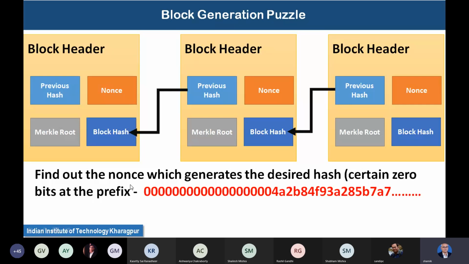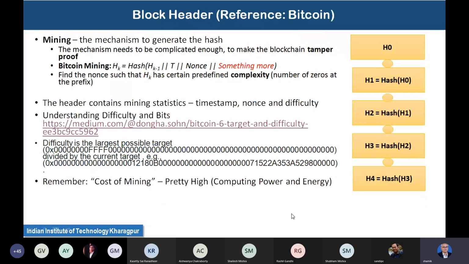And if we say that the desired hash will have at least this number of leading zeros, then we have to get a hash to reach this particular value. So you see that finding that nonce is what is called mining. Okay. So mining is basically the mechanism to generate the hash. And it has to be complicated enough so that the blockchain becomes tamper proof.